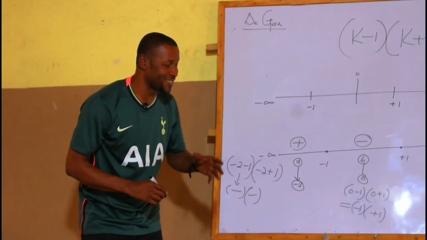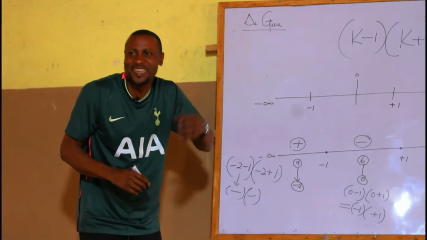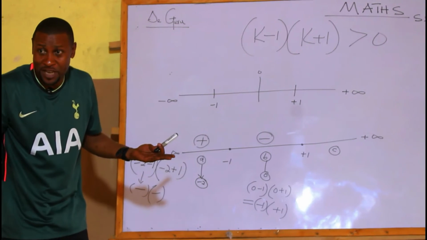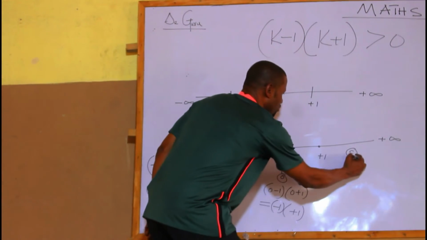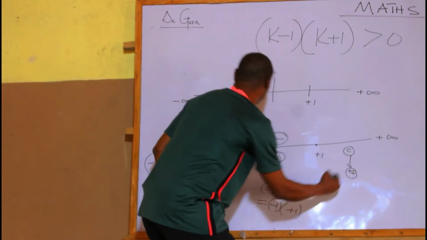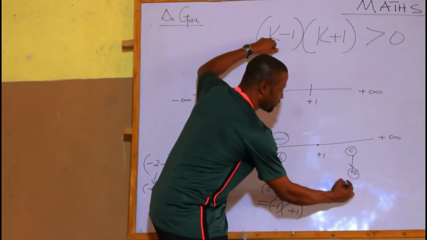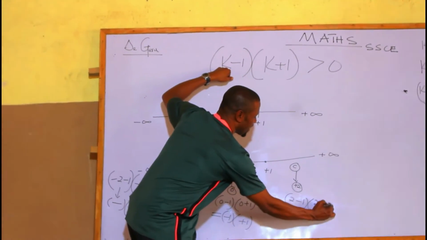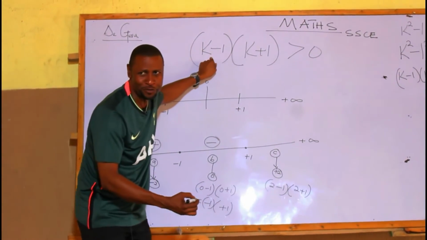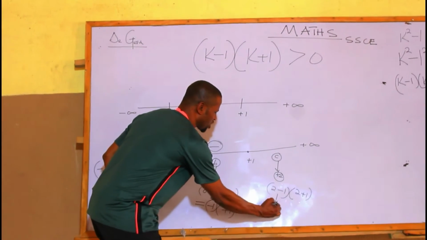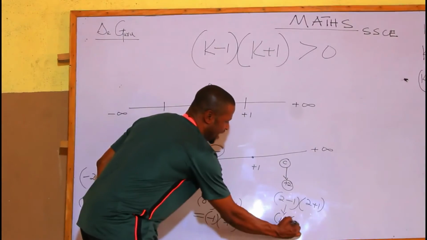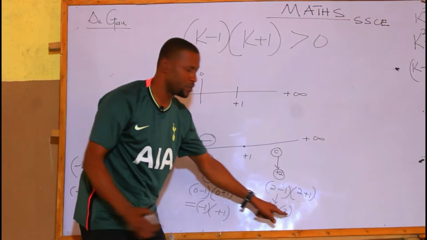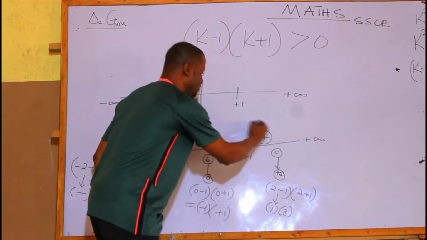Class, we go to the last region. Can somebody choose a number in region C? Plus 2 is there. So we can play with plus 2. Let's test with it. What do I write here now? 2 minus 1 times what? Can you see that you're beginning to know this thing more than I do? So what is it going to be? 1 times 3. Class, this times this, is it positive or negative? So region C is a positive region.